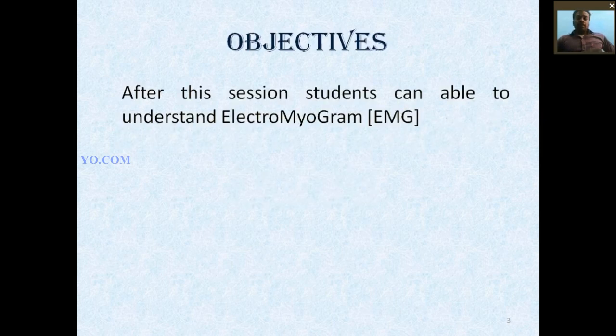So the electromyogram, EMG, is a process that is used to measure the muscle activity of humans. The objective of this session is that students will be able to understand the electromyogram, the block diagram, the recording steps, and the waveform. Okay, so this is the electromyogram.